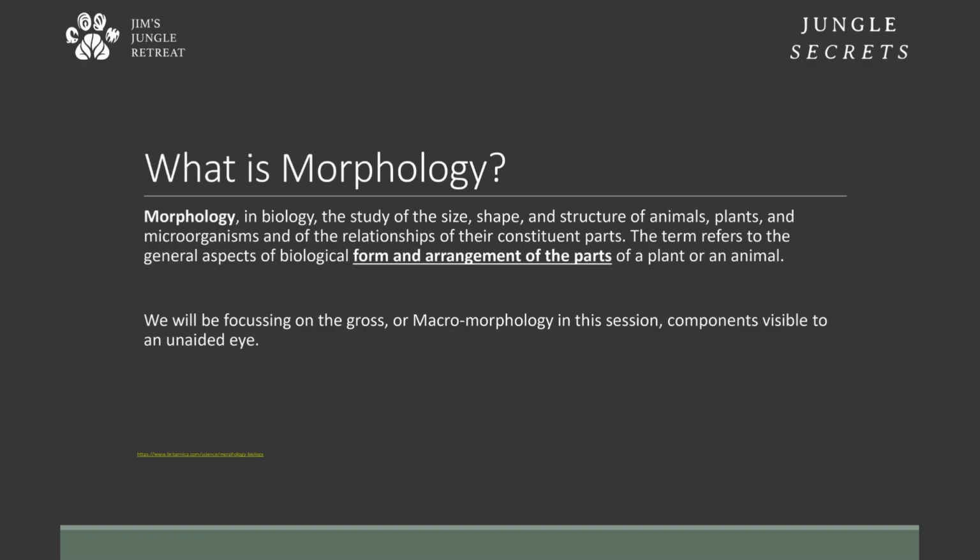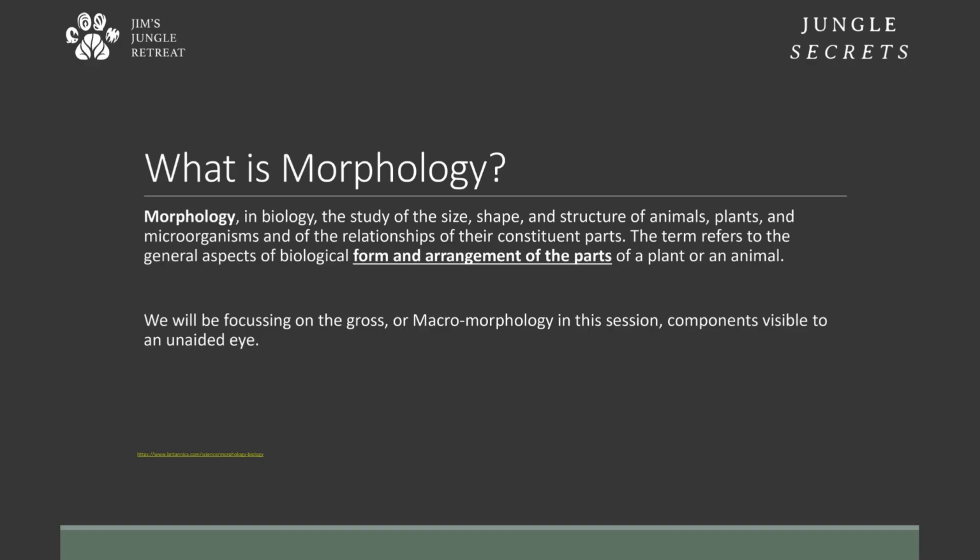Morphology in biology, by definition, is a study of the size, shape, and structure of animals, plants, and microorganisms, and of the relationships of their constituent parts. It's the same as when you observe a human being: you know the person is standing on two legs, has two hands, probably has a language by now, has two eyes, looks just like you and me. So we can say he's not a monkey, he's not a tiger, he's a human being. Similarly, there are parts of the mushroom that you need to observe, and then you can come to a conclusion.